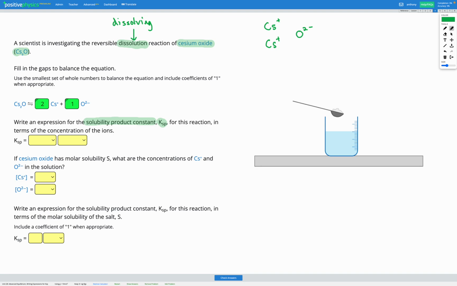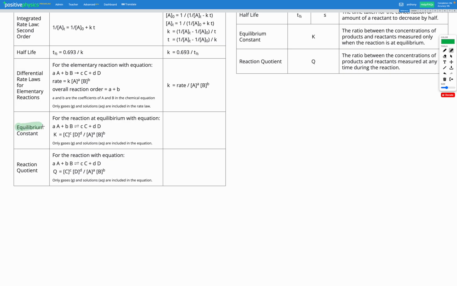Now, the solubility product constant is basically the equilibrium constant for a salt that is being dissolved. So we're going to use the same equation for figuring out the solubility product constant as we would to figure out the equilibrium constant, because it's the same thing. It's just a specific example of the equilibrium constant when we're talking about a solid that is dissolving. So here's the equilibrium constant.